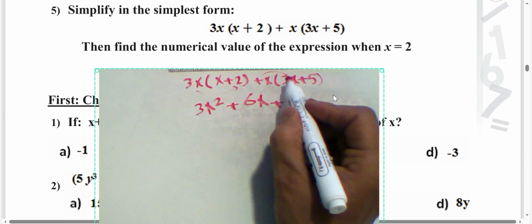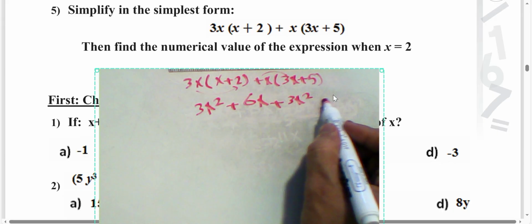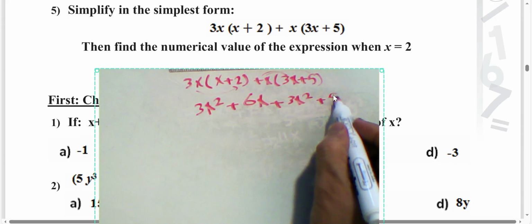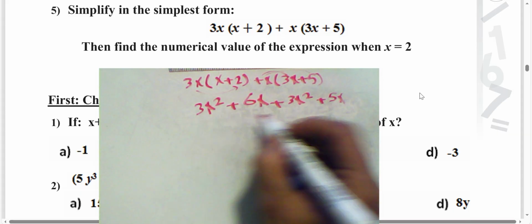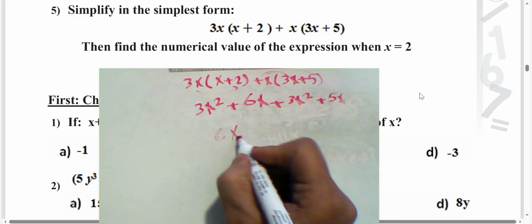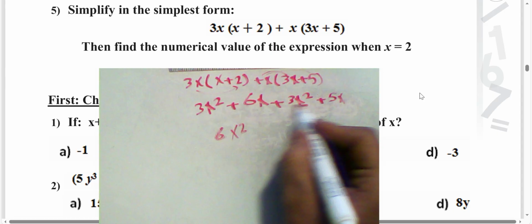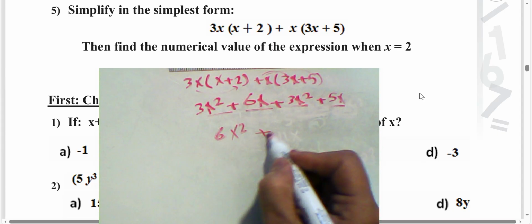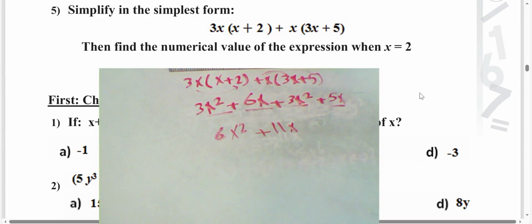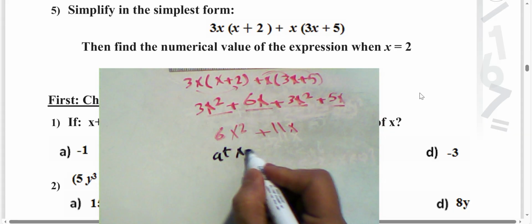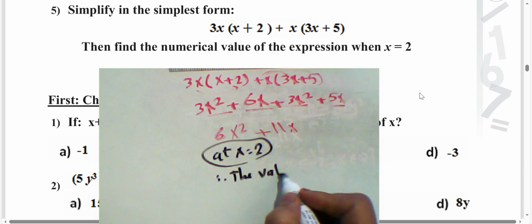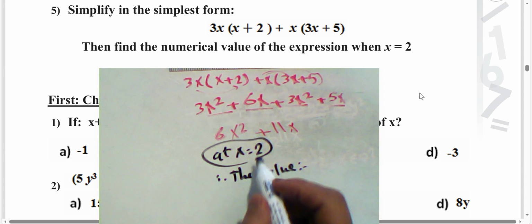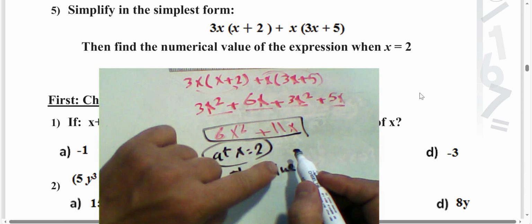Now x times 3x equals 3x power 2, and 5 times x will be 5x. Now we can simplify: 3x power 2 plus 3x power 2 equals 6x power 2, and 6x plus 5x equals 11x. Now we can find the value of this expression at x equal 2. Then the value will be, right here, the value of x equal 2.